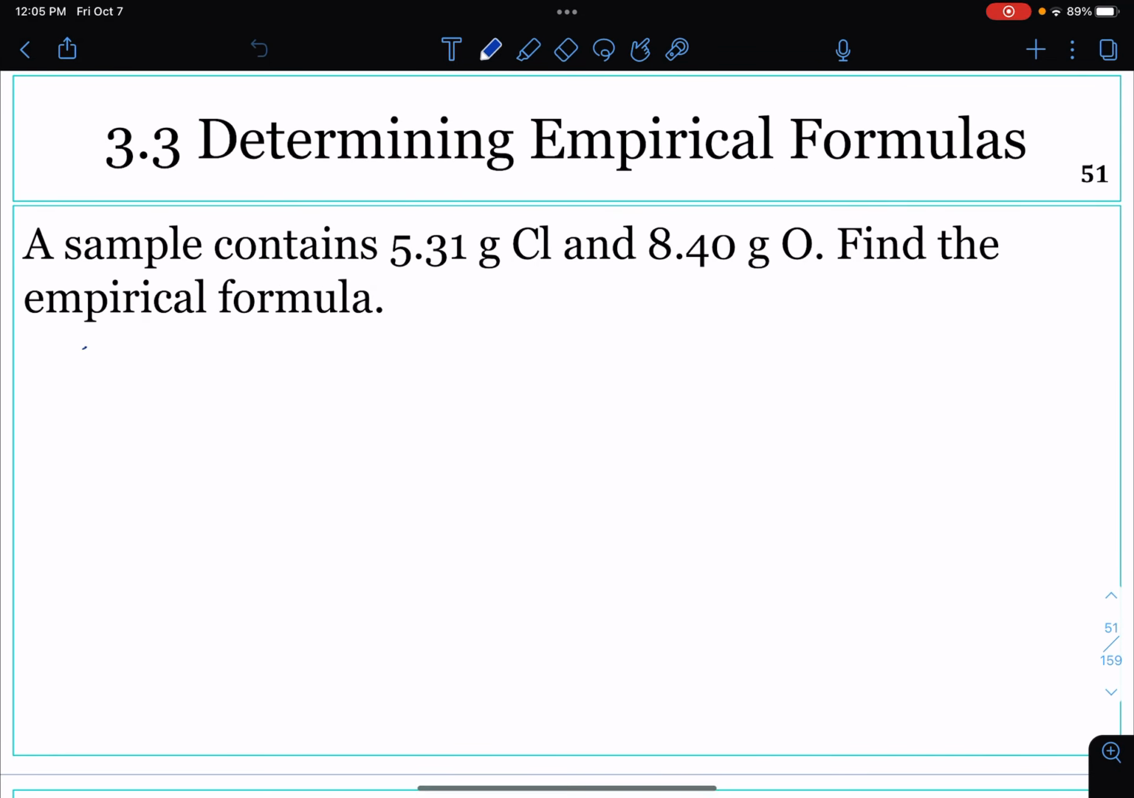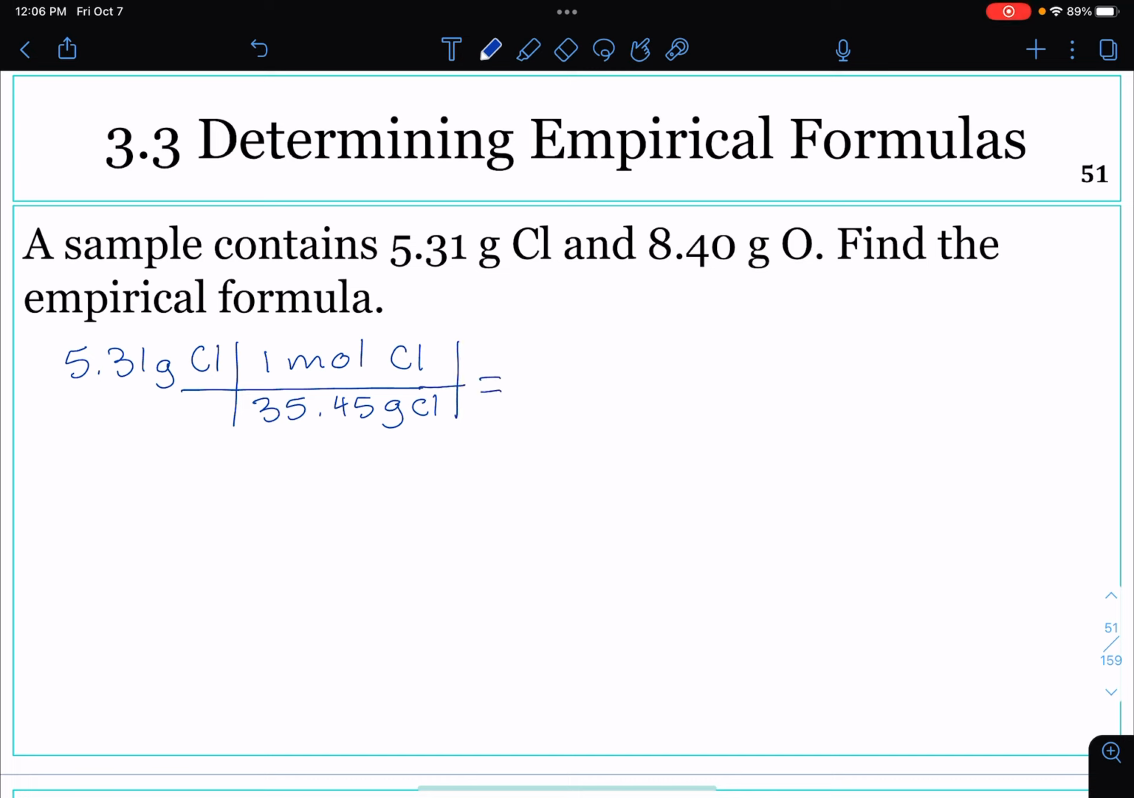So we need to convert 5.31 grams of chlorine to moles of chlorine. Molar mass has units of grams per mole. The mass, 35.45 grams of chlorine, must go on bottom so that we can cancel grams. And we put the moles, the 1 mole, on top. If you pull out your calculator, we can solve this value.